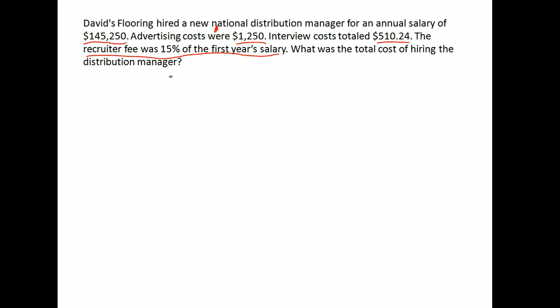Well, we need to add those costs together. We want to total them. Okay, so first we have our advertising costs of $1,250 plus our interview costs, which were $510.24, plus our recruiting fee. Now notice we need to do a little work here because it's 15% of the first year's salary.